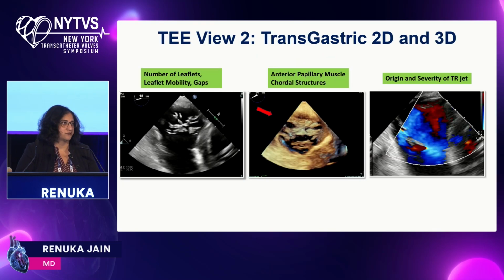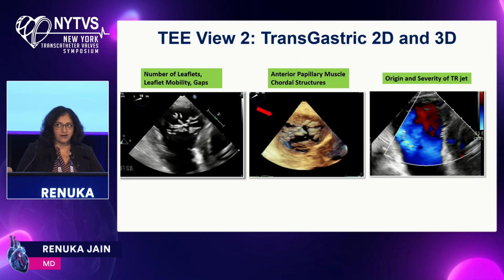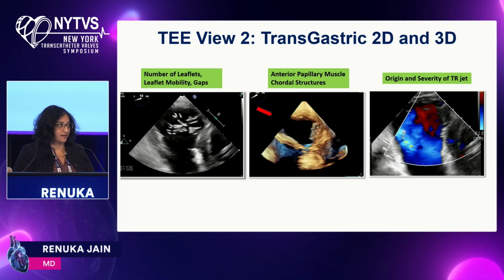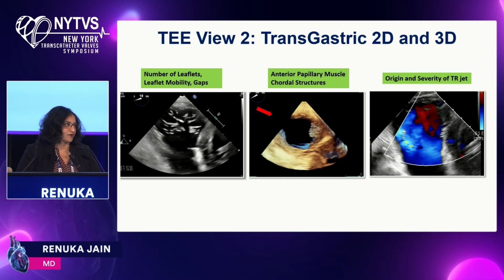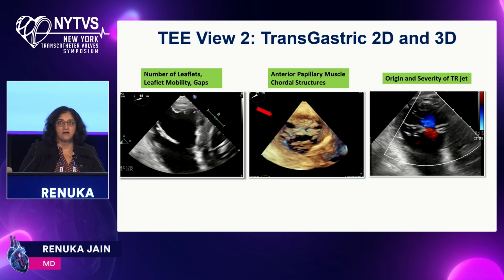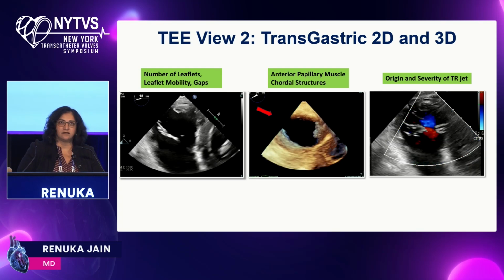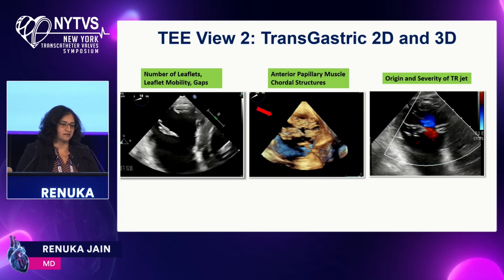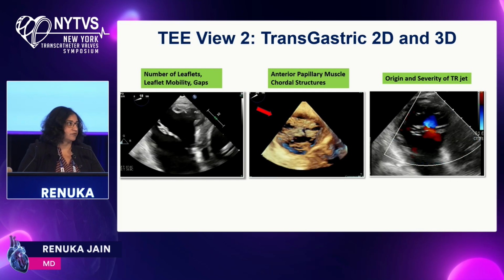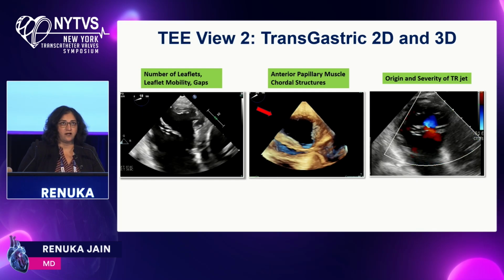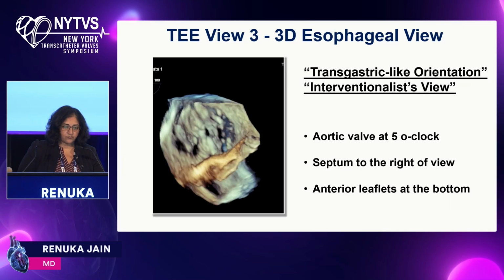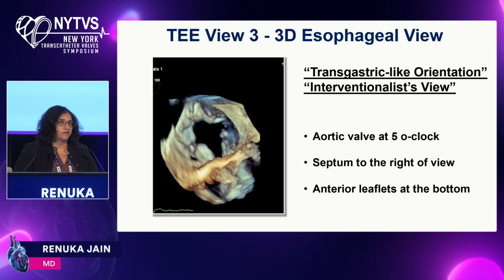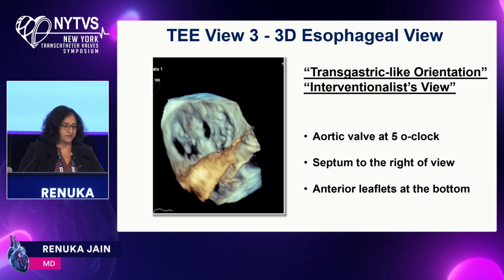The second key view is a transgastric view. I laugh because in the original MitraClip trials from the EVEREST data, we used to do transgastric, and then we were really excited we got away from it when 3D echo came, but now we're back in transgastric for the tricuspid valve. The advantage of transgastric in 2D is it allows you to see the number of leaflets, their mobility, and the gaps. In 3D, it allows you to identify the anterior papillary muscle, and then anything posterior to that you know is going to be a posterior leaflet. It also helps you understand the origin and severity of TEER jets. These are not perfect circles, but rather very ellipsoid, or very interestingly shaped, TEER orifices.